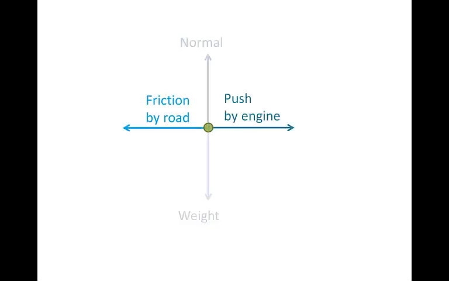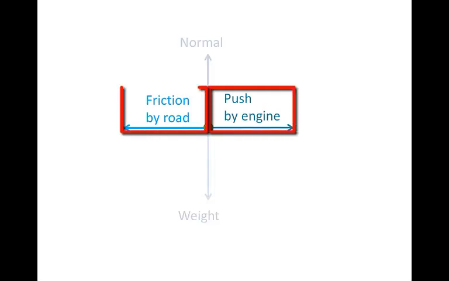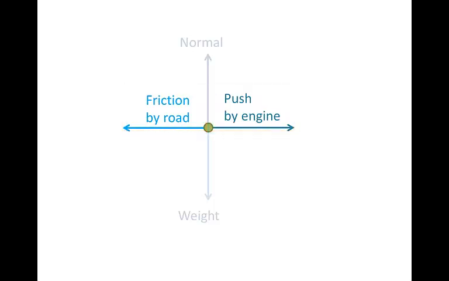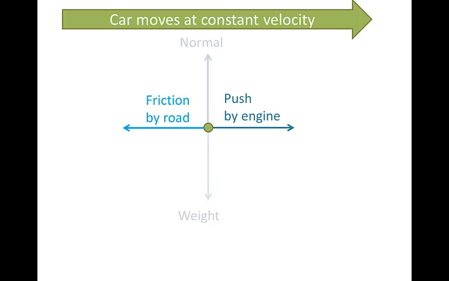Horizontally, the car is also not accelerating, so we know that the forces acting on it are equal in magnitude but opposite in direction. What are these forces? The push by the engine of the car and the friction by the road. Equal in magnitude, opposite in direction. So although this car is moving towards the right, it's not accelerating. And that's how we know that it's in equilibrium, all the forces balance one another.